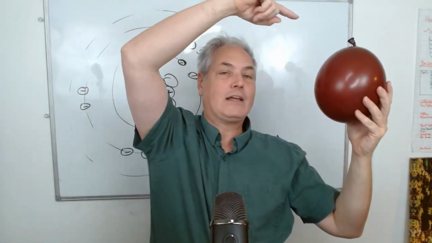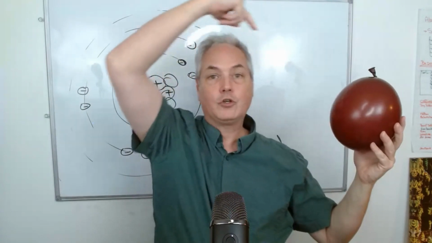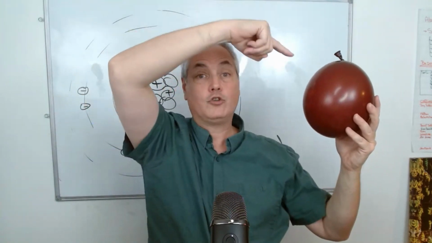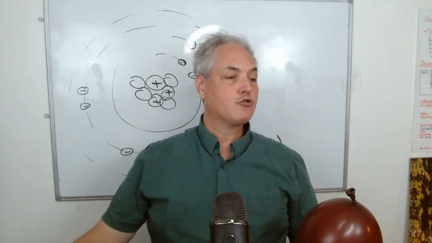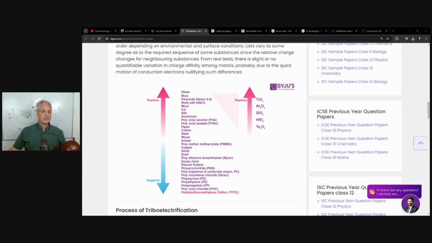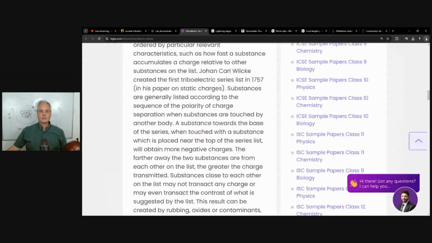The big question is, which way did it go? Did the electrons go from the balloon to your hair, or from your hair to your balloon? That's a good question. So we have what we call the triboelectric series. The triboelectric series is a list of materials. And the list of materials, where is it?